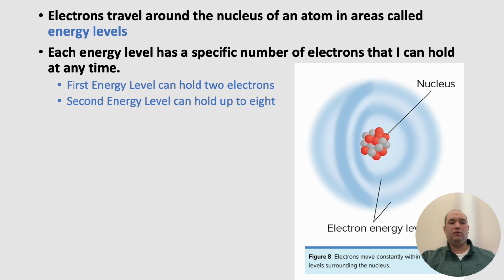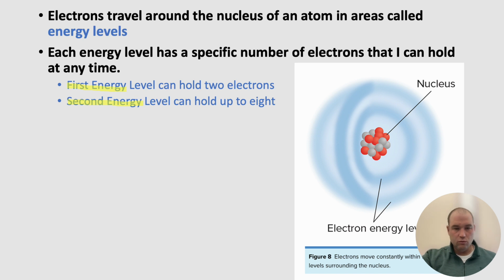Now, electrons travel around the nucleus of the atom in these areas called energy levels. Energy levels are just referring to where they believe the electrons are going to be found. So we have two different types of energy levels in this type. We have energy level number one and our second energy level.